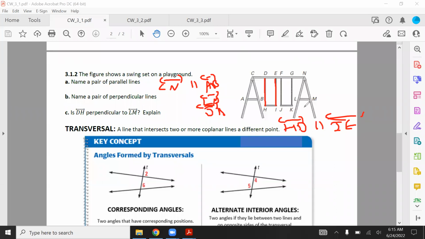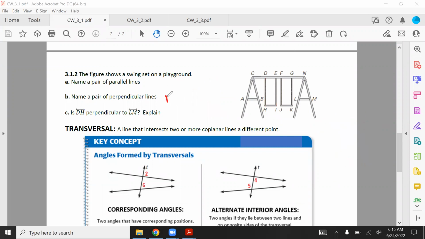Or HD is parallel to FJ or GK, or you could say any of those lines, like GK is parallel to FJ. There's so many possibilities here. Perpendicular lines is when they form a right angle.